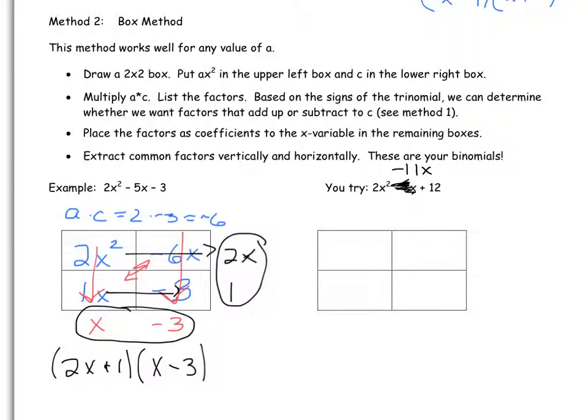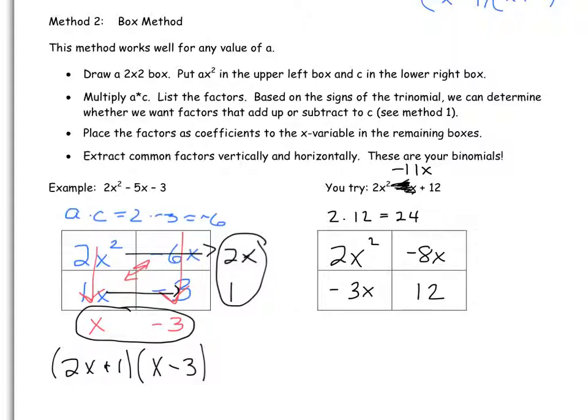So I'm going to put the 2x squared and the 12 down here. I multiply 2 times 12. That gives me 24. So I need two numbers that multiply to a positive 24 and add up to a negative 11. You should have found that that's negative 8x and negative 3x, because negative 8 times negative 3 is positive 24, and when you add them, you get negative 11.